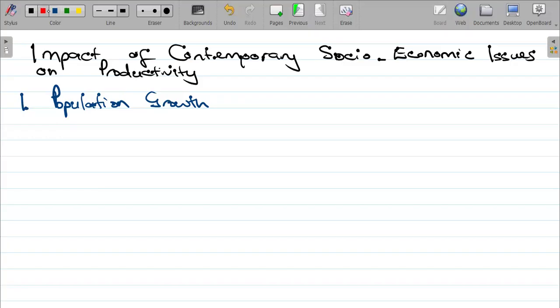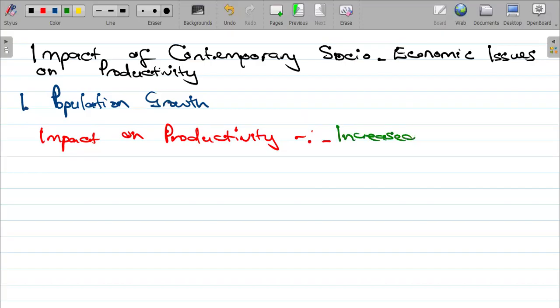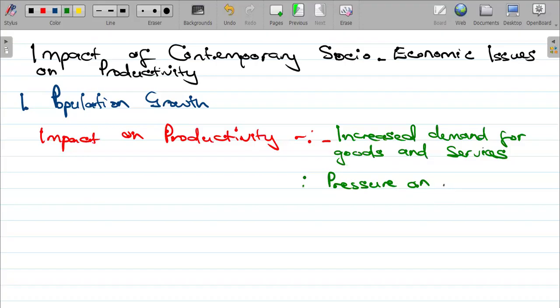So the impact on this, I'm just going to write notes here in brief. The impact on productivity includes increased demand for goods and services, as well as pressure on infrastructure and resources. There will be pressure, right?